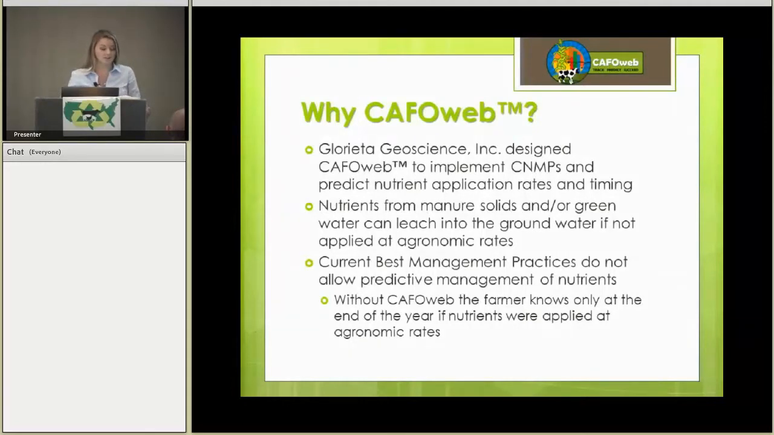With current best management practices, there are no tools for predictive nutrient management. And under current environmental regulations, the CAFO operator finds out at the end of the year if he has overapplied his nutrients when it's too late to make any changes.